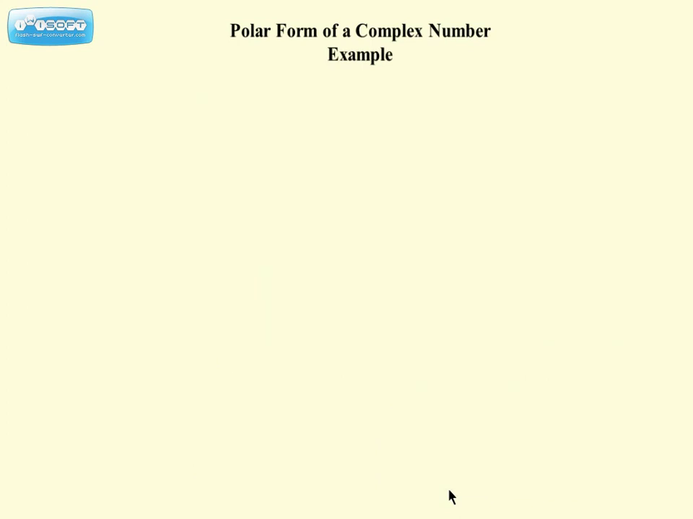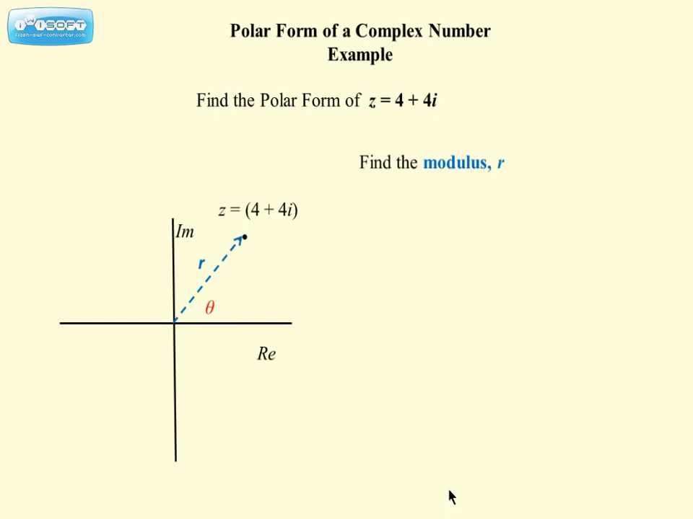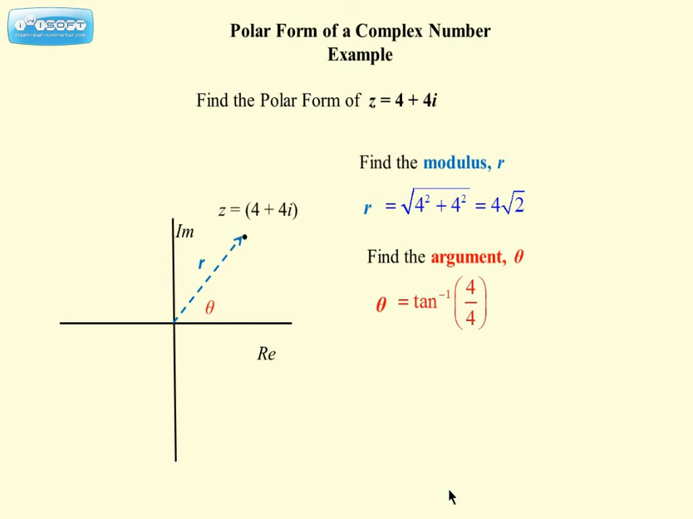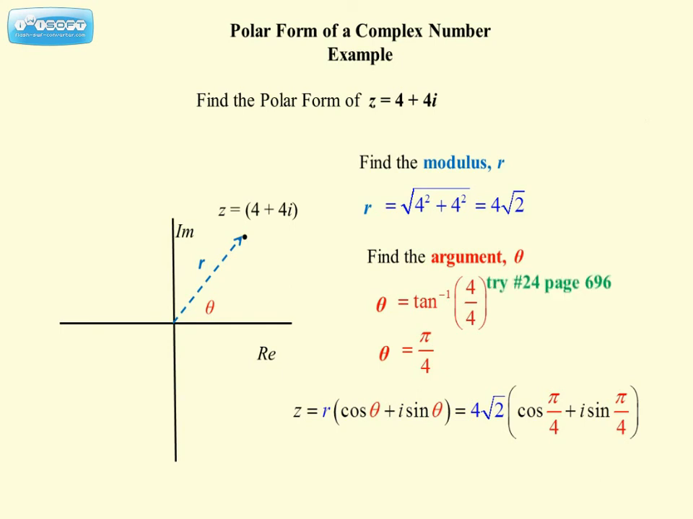Let's look at a simple example of the polar form of a complex number. Let's find the polar form of z equals 4 plus 4i. Well, we need the modulus r. We use the Pythagorean theorem to find that value. We need the angle theta. We use the inverse tangent of the components of z to find that value, which in this case is pi over 4. And we substitute those into our result for polar form. If you wish to try an example on your own, look at number 24 on page 696.